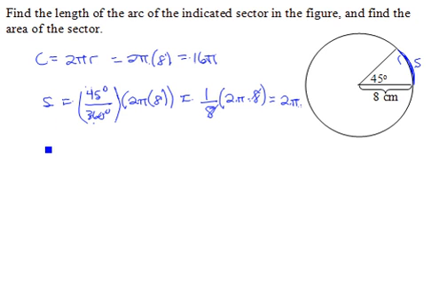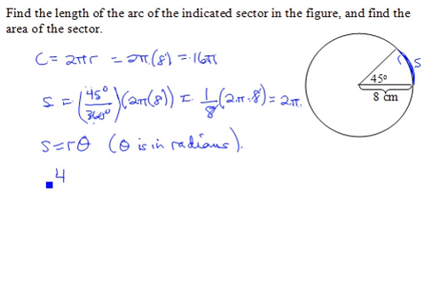Another way we can do this is to use the equation S equals r theta, where theta is in radians. That equation gives us the arc length of a circle with the radius r, and the angle being equal to theta. Of course, if we do that, then we need to first work out theta in radians.